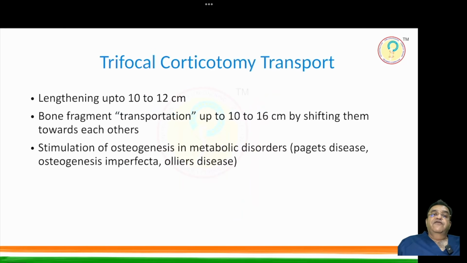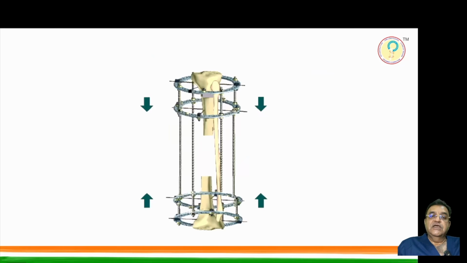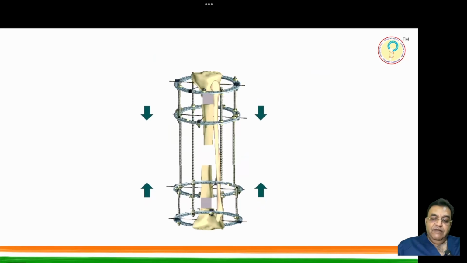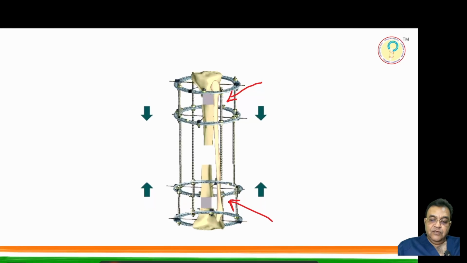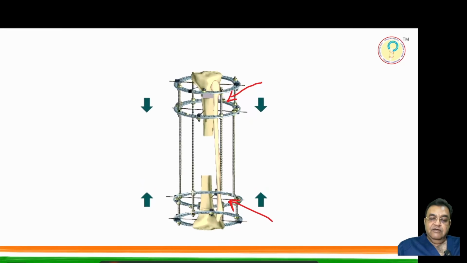Now coming to trifocal corticotomy transport: lengthening up to 10 to 12 centimeters, bone fragment transportation up to 10 to 16 centimeters by shifting them towards each other, stimulation of osteogenesis in metabolic disorders like Paget disease, osteogenesis imperfecta and Lyme disease. So this is used. So we will see the animation for this. If you see, two levels of corticotomies are done, one at the proximal and one at the distal. So they will basically fill the gap.